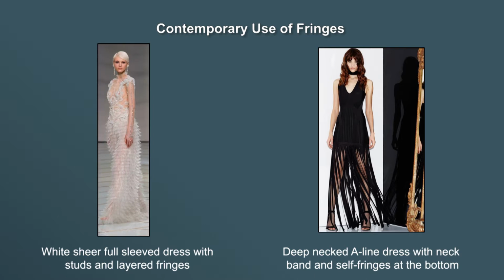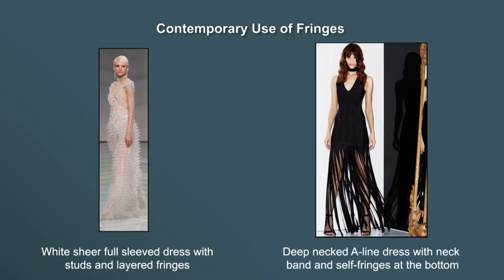White sheer full sleeve dress with studs and layered fringes can be seen on the left. A deep necked A-line dress with neck band and self fringes at the bottom can be seen.